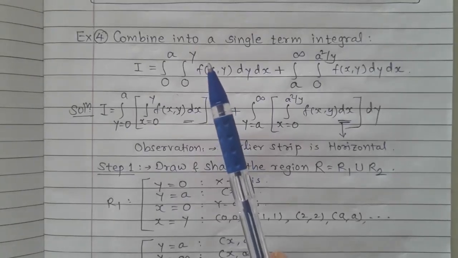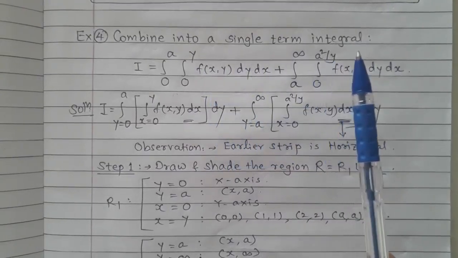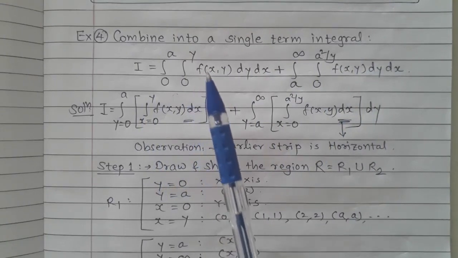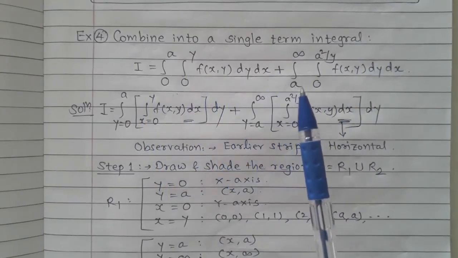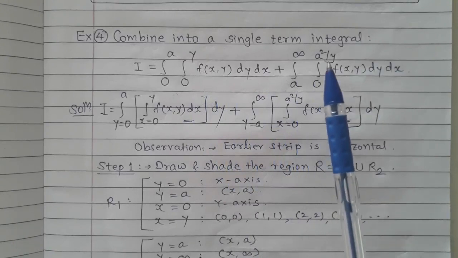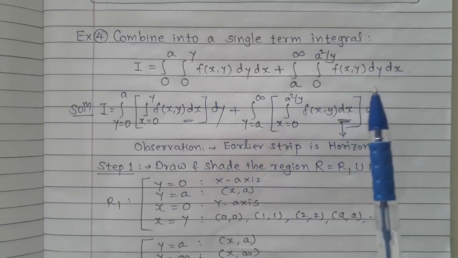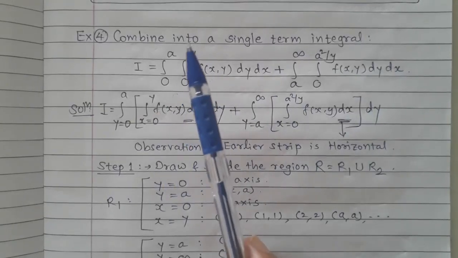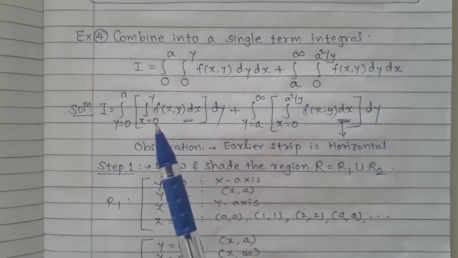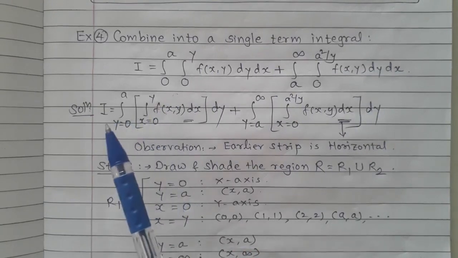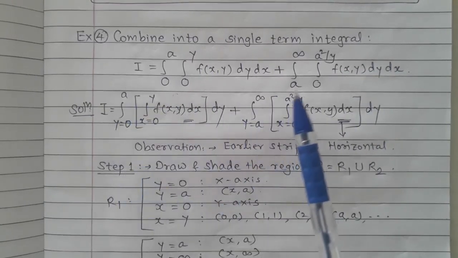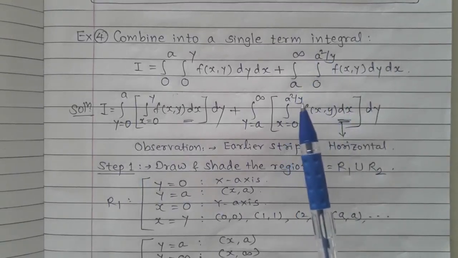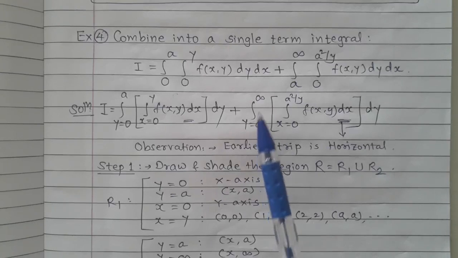Next question is combine into a single term integral. So I is equal to integration from 0 to a, 0 to y, f of xy dy dx, plus a to infinity, 0 to a square by y, f of xy dy dx. This by proper consideration, see that 0 to y, that means y is here, so these are limits of x. So x from 0 to y, rest are the limits of y, y from 0 to a. Similarly, in this case, here it contains y, so these are limits of x, x from 0 to a square by y, rest are there, y from a to infinity.